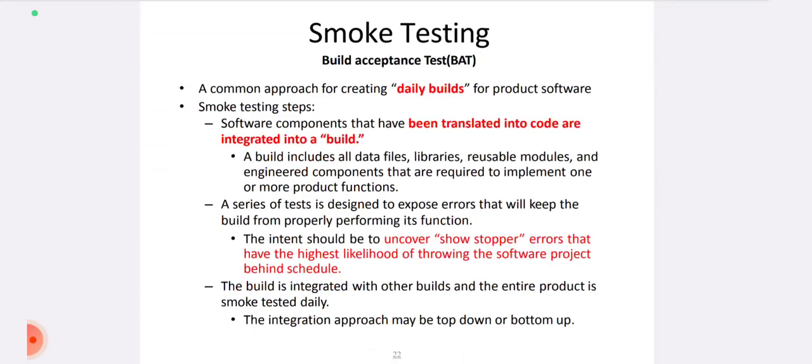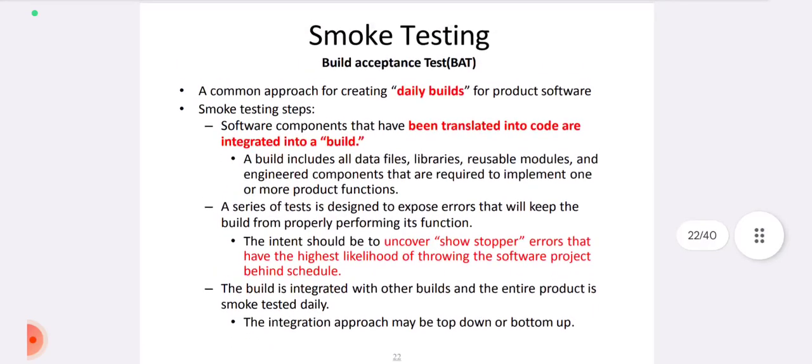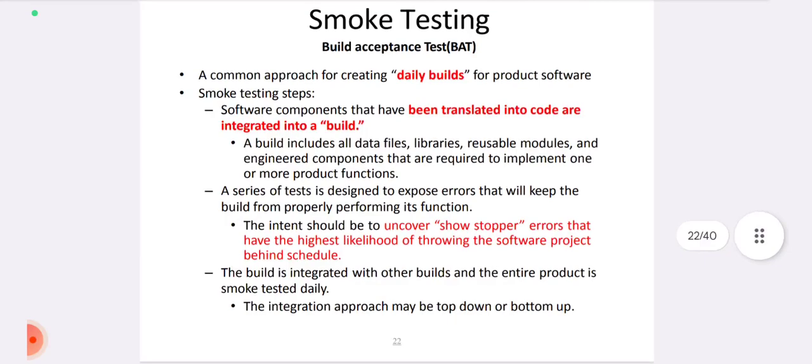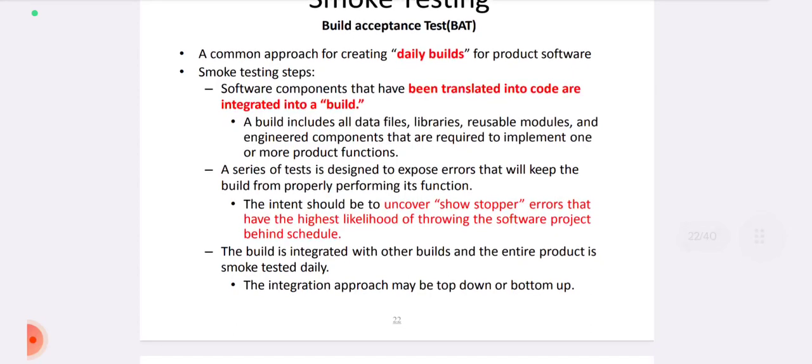Now smoke testing. So smoke testing in the sense we are doing the testing daily. Whatever the daily builds done by the software production team, that will be tested. That is called as smoke testing. So whatever the software components that have been created or translated into code, that will be integrated as a build. So those builds are daily executed and tested for errors.